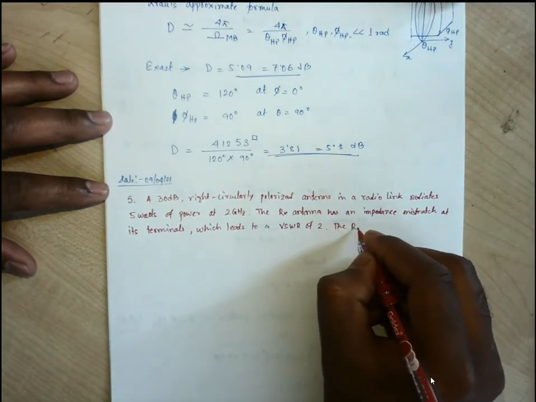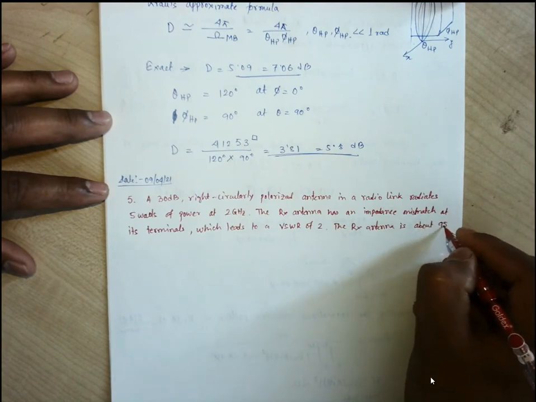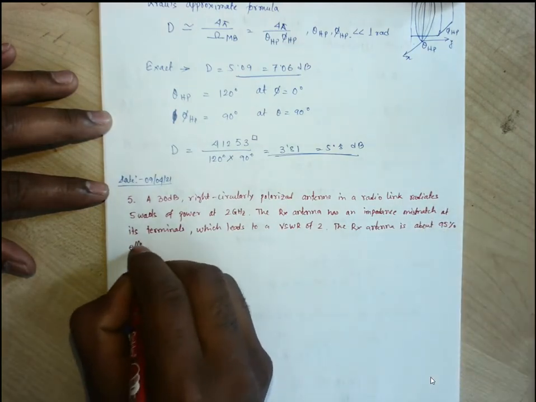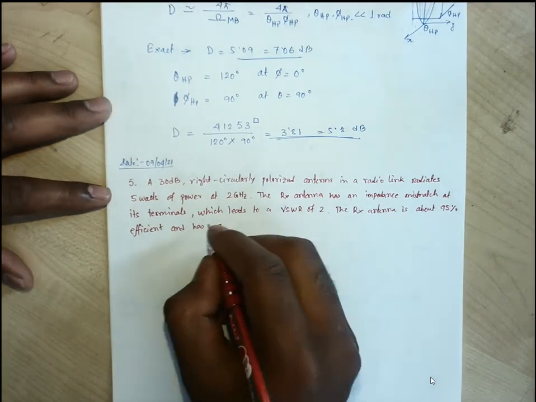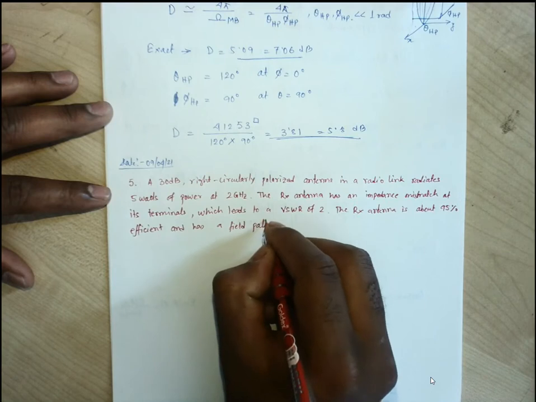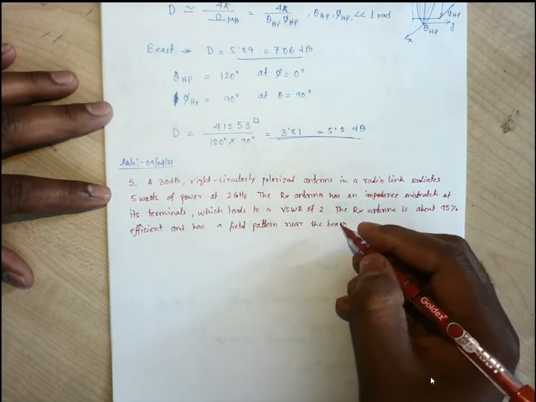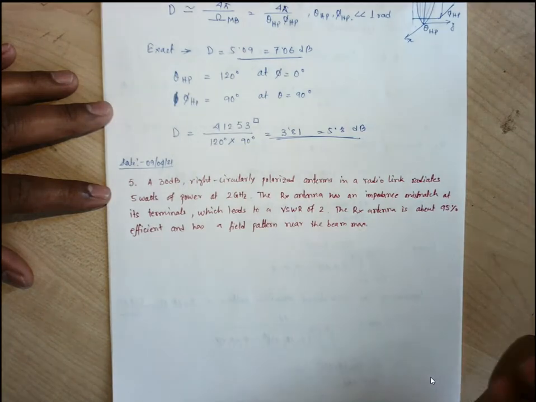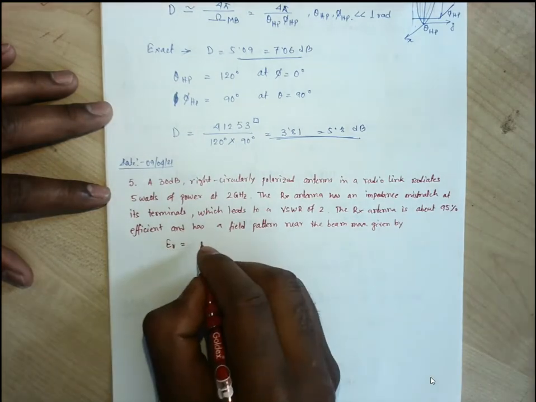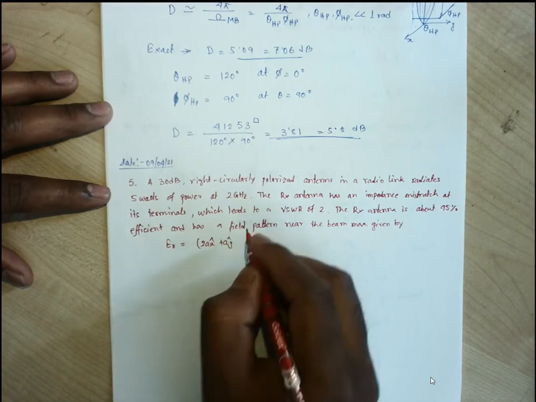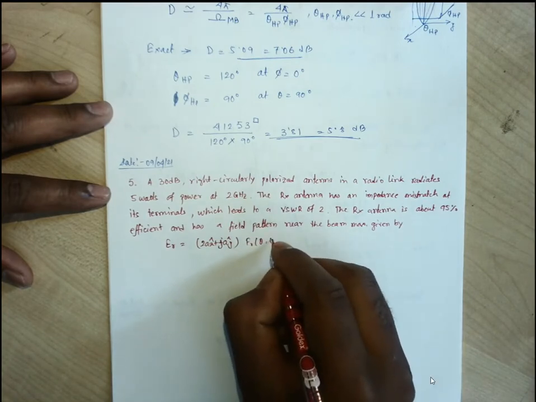The receiving antenna is about 95% efficient and has a field pattern near the beam maximum given by E_R equals 2 a_x plus j a_y times F_R(theta, phi).